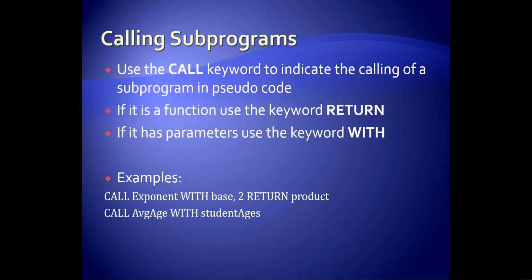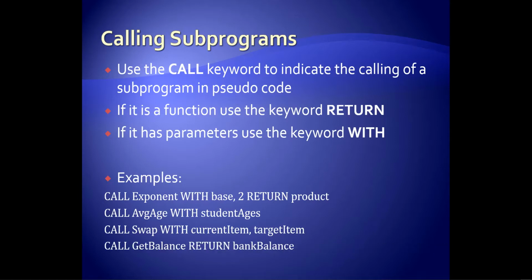So another one. Call average age with student ages. You'll notice the name of that variable is pluralized. That implies that it's a collection, an array, or something along those lines. Call swap with current item, target item. Looking at this, we can clearly see that it swaps the values in those two variables, whatever those variables are. And then call get balance, return bank balance. No parameters there, but it does have a return value, which is going to be stored in the variable called bank balance. All right, fairly straightforward.